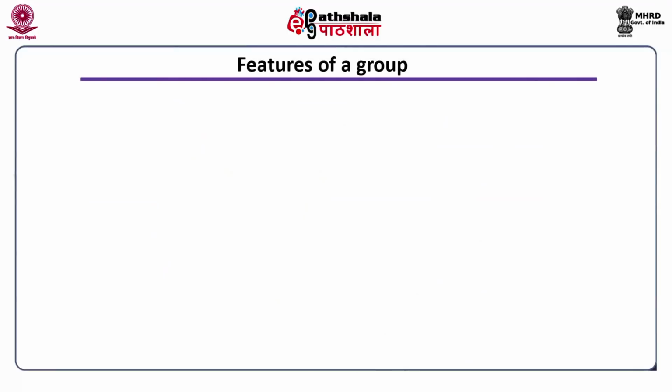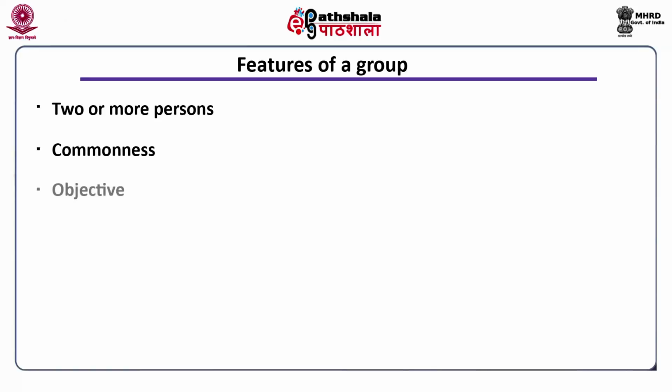Now let us go through the nature, characteristics or features of group. A group consists of two or more persons. A group is called a group if it has two or more persons. An individual in itself can't be a group. Commonness. There is something which combines the group members, whether it is common feelings, common belongingness, common habits, common pose or the common targets given by the organization to them. Third one is objective. It is necessary that a group should have some common objective to accomplish. A group without any objective is like a story without an end.